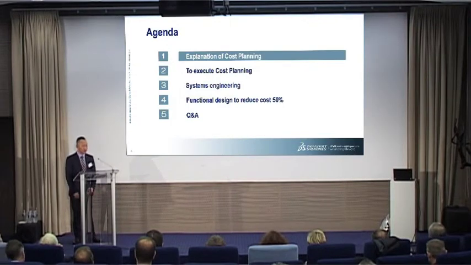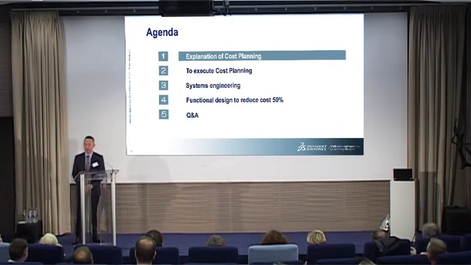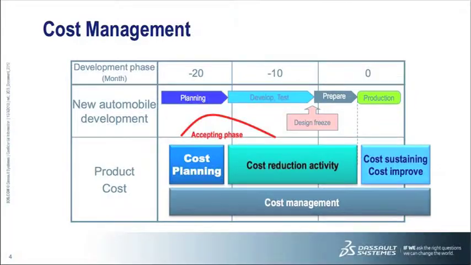And today, this is all my contents. First, what does cost planning mean? And then a detailed explanation of how to execute cost planning, and a real technique to compete with these low price vehicles. That's all the contents. And this is the vehicle development phase. So you can see the start, 20 months, and then planning and design start, pre-production and production start.